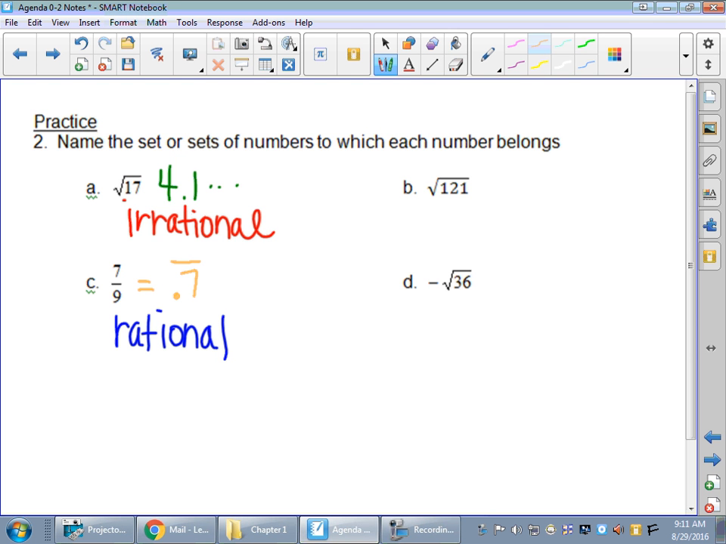How about the square root of 121? Everybody knows the square root sign, right? Square root of 121. Is 121 a perfect square? Why, yes, it is. So 11. So you go ahead and name the sets of numbers.